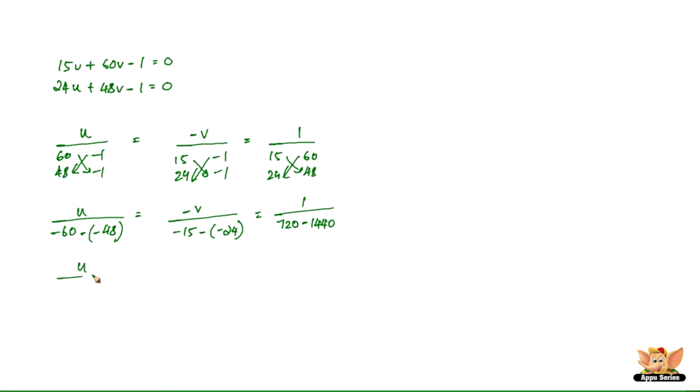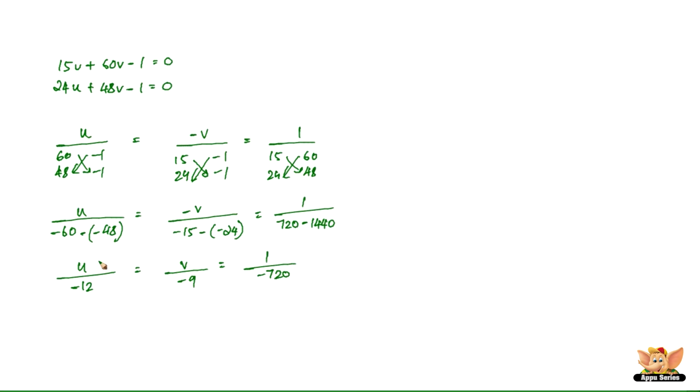So continuing, we get minus 60, minus of minus 48 is minus 60 plus 48, which is minus 12. U by minus 12 equals V by minus 15, minus of minus 24 is minus 15 plus 24, which is V by minus 9, equals 1 divided by 720 minus 1440. Well, we get a minus 720. So this is what we've got.